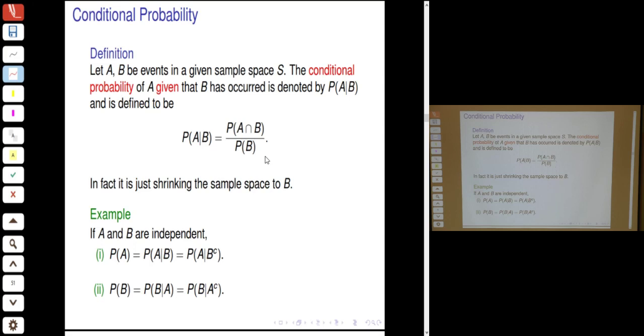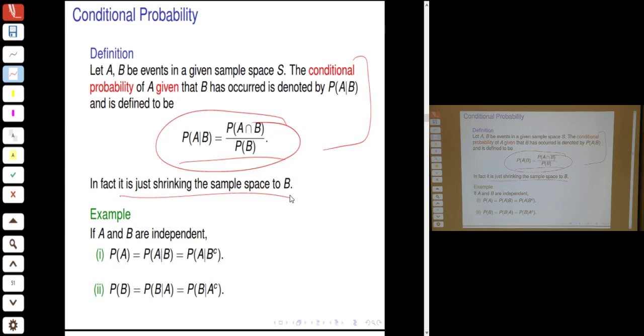Now let us tackle the notion of conditional probability. If A and B are events in a given sample space S, the conditional probability of A given that B has occurred is denoted by probability A given B, which is probability A intersection B divided by probability B. In fact, it is just shrinking the sample space to B.